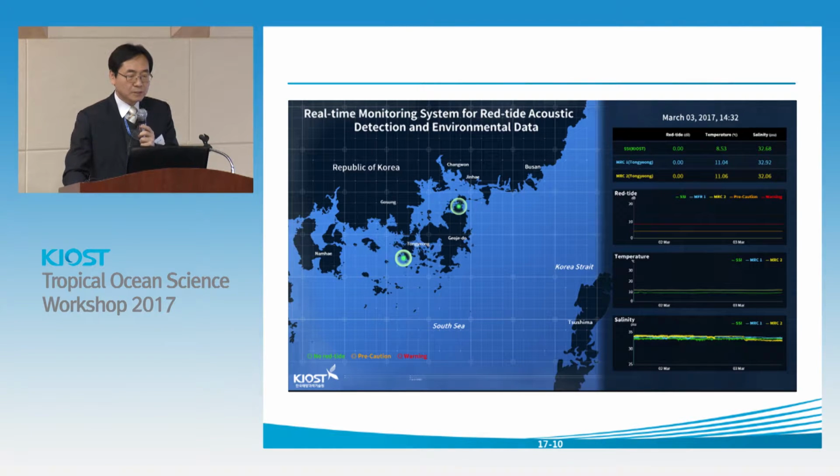Now here is the scene, and we have two sites. In fact, three. Here are two sites, so here 1 and 2, 3. So we are operating 3 sites.